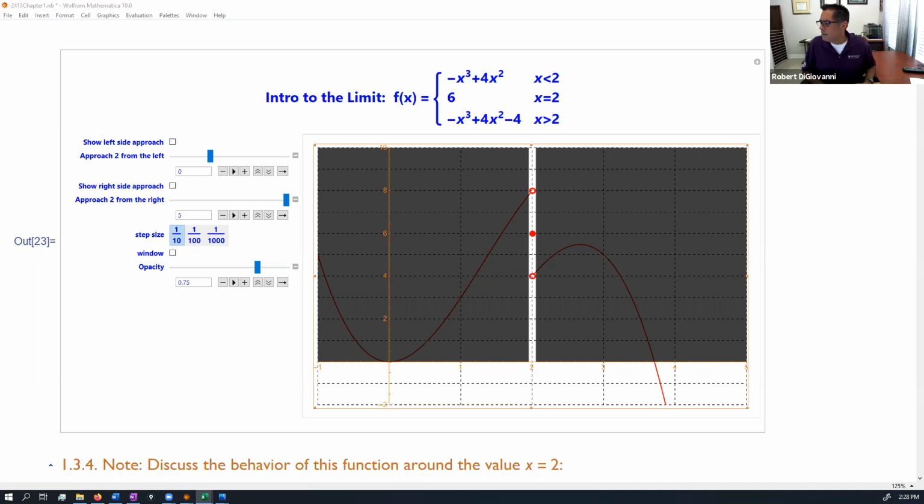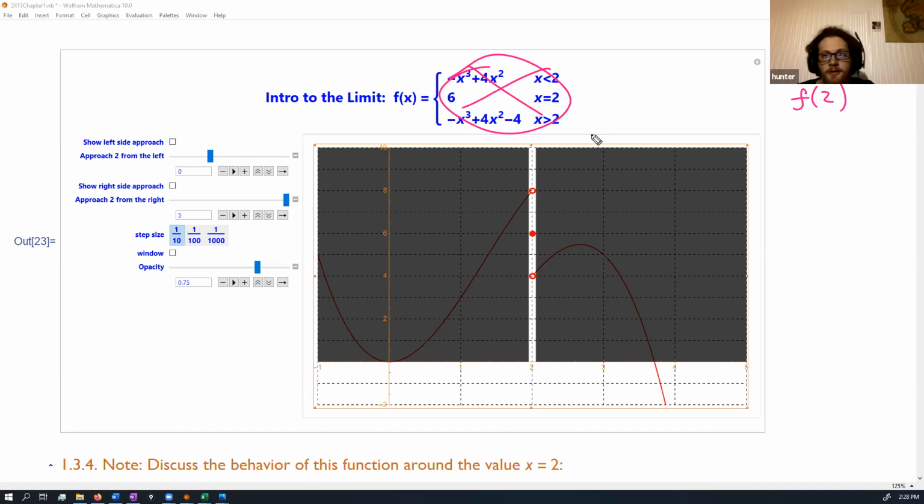Hunter, my question to you is, by looking at this, can you tell me what f of 2 is without plugging anything in? Can you just tell me by looking at what the function's value is at 2? Looks like it's 6. Does everyone see that? When you plug 2 in, you have this solid dot here, that's 6. So f of 2 is 6.